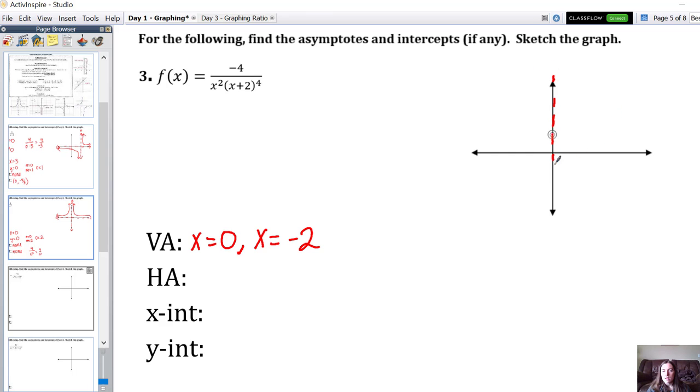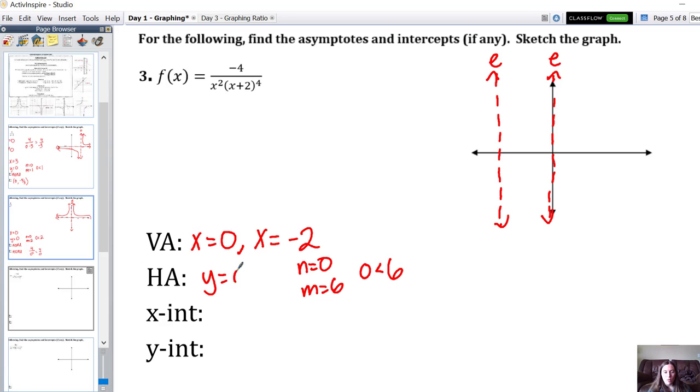So here we've got two vertical asymptotes. One of them is at 0. That one had a degree of 2, which is even. The other one is at negative 2. That one had a degree of 4, which is also even. For our horizontal asymptote, n is 0 and m is 6 because 2 plus 4 is 6. And 6 is greater than 0. So we have a horizontal asymptote at y equal to 0.